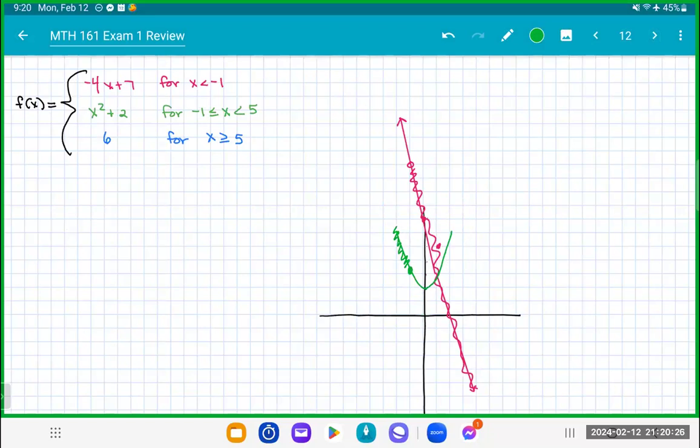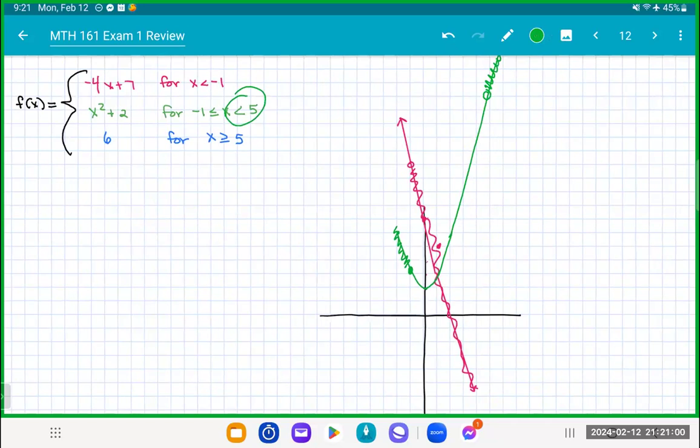And it goes all the way up into here, but it stops at a hollow dot at 5. So we have 1, 2, 3, 4. Here's 5. Comes all the way up here. Let me make it go up a little more. And 1, 2, 3, 4, 5. So we have a hollow dot here and then none of this part of the graph.